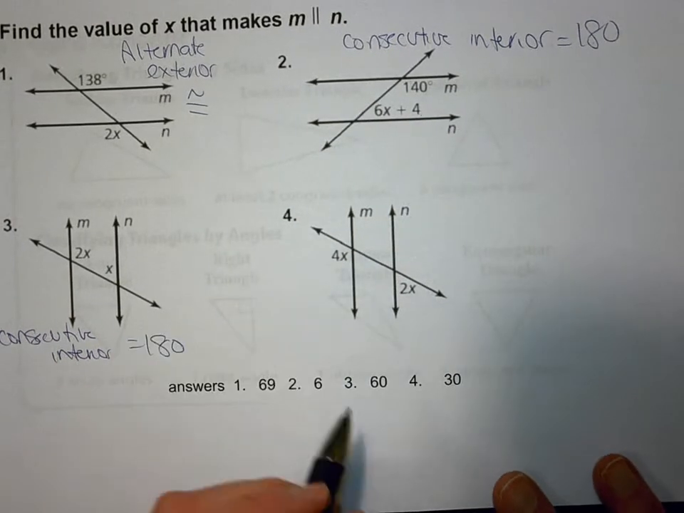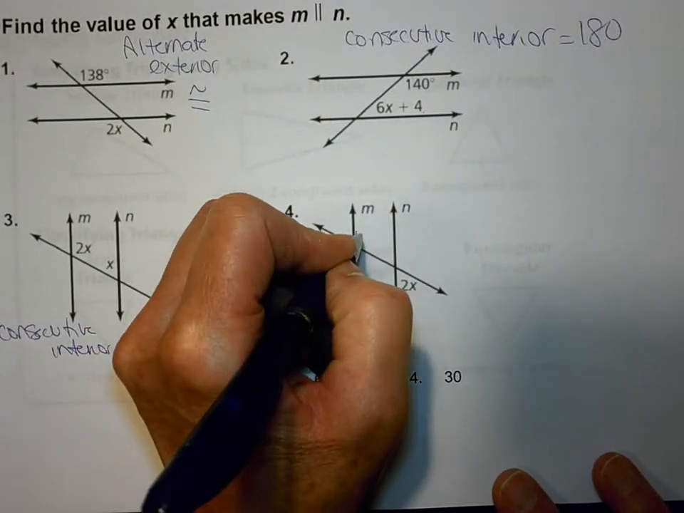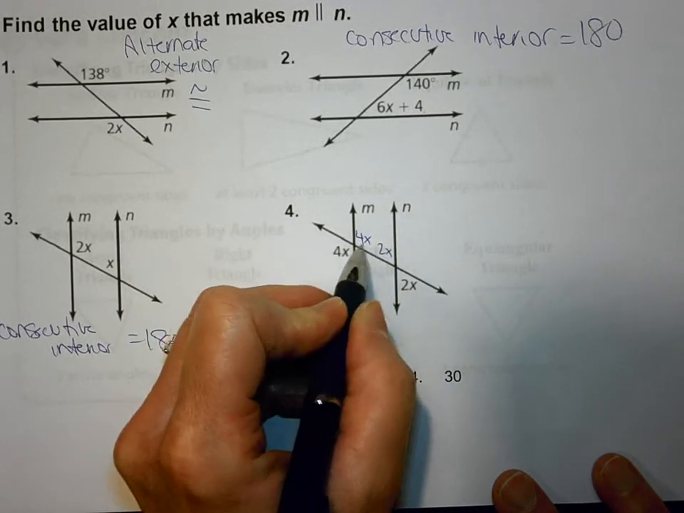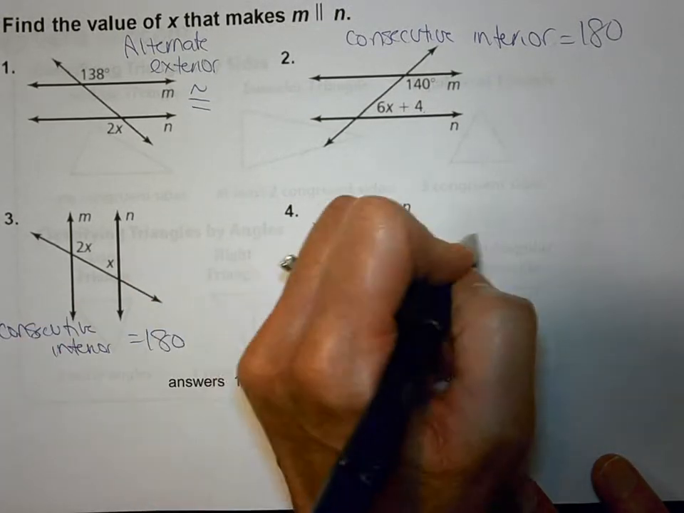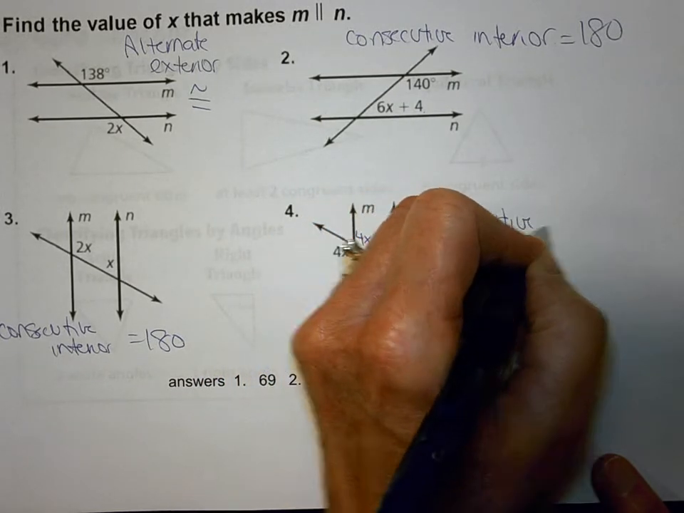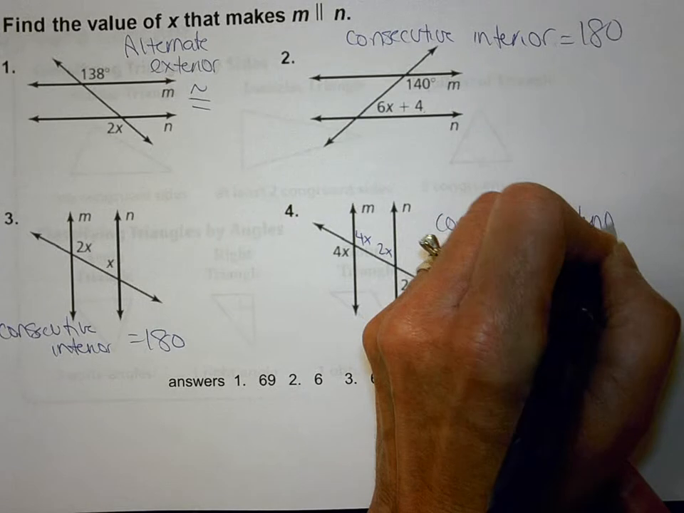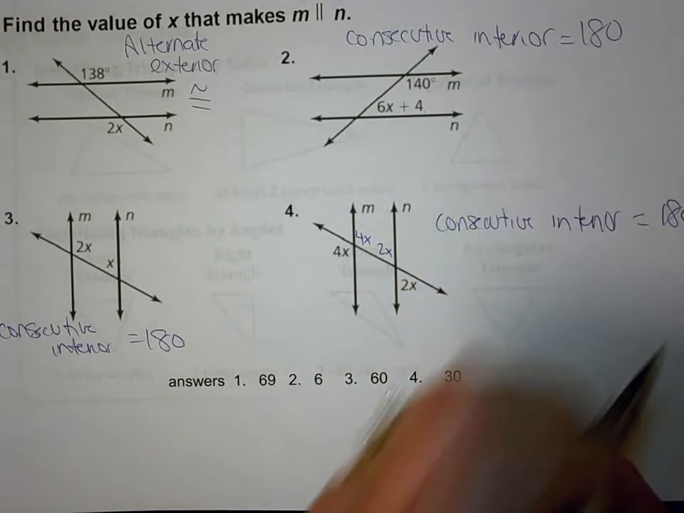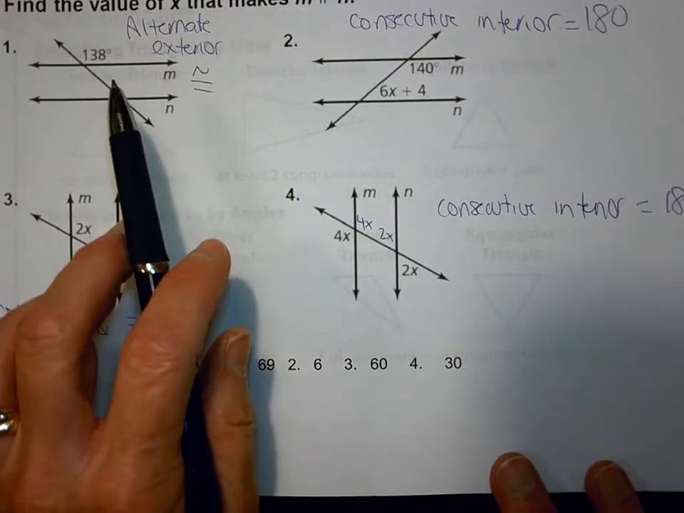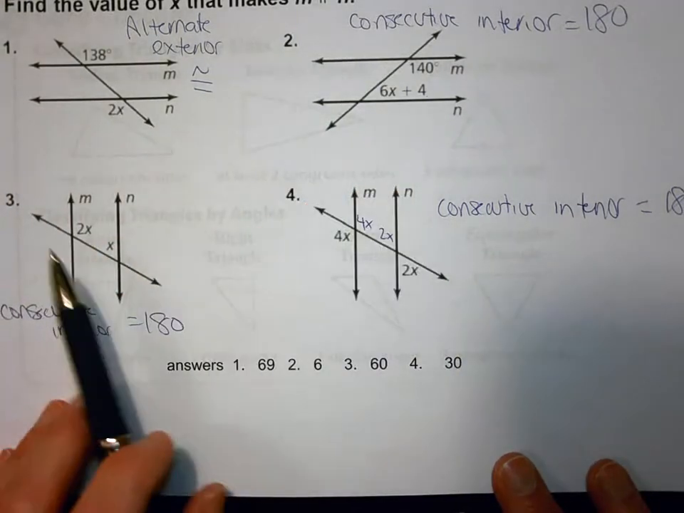And 4, you have to bounce. So I'm going to do a vertical to 4x, and I'm going to do a vertical to 2x. So these two are congruent, and these two are congruent. So these would become consecutive interior angles again, and they should be equal to 180. So please try and set those up. Do algebra, algebra, algebra, and algebra.